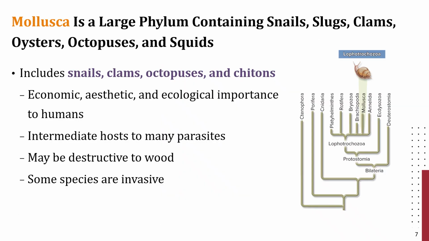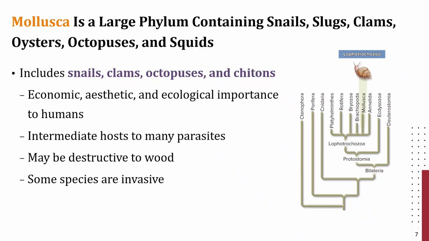Our next group in the Lophotrochozoa are the mollusks. You know these guys as snails, slugs, clams, oysters, octopi, and squid. Many of you are probably familiar with some cool examples of these guys. They're a very diverse group. They have a lot of roles. Many of them are very ecologically important. Some of them are economically important, good or bad. And some of them are just really cool looking.